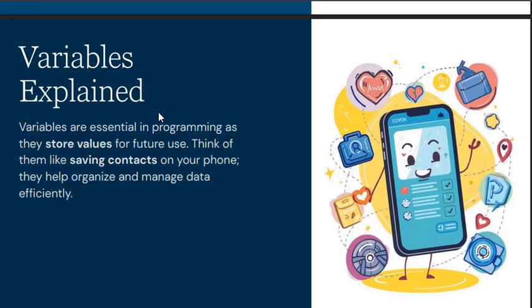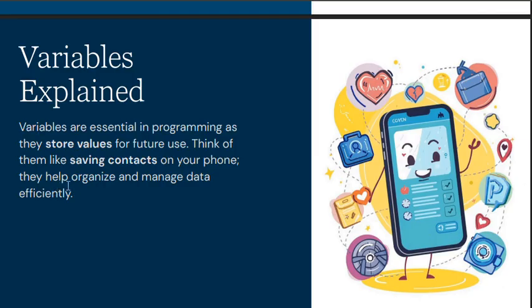So variables are one of the most important concepts in programming. A variable is like a storage box in your program. It holds a value so you can use it later. In Python, we create a variable by giving it a name and assigning a value.